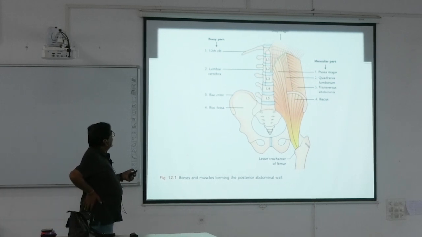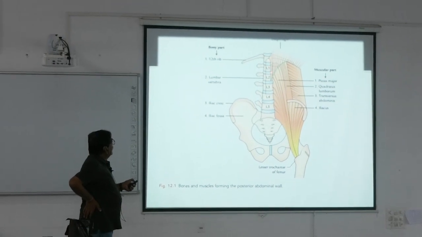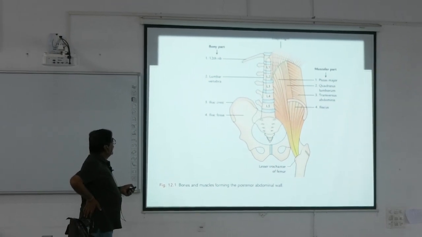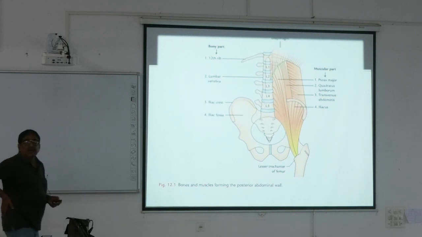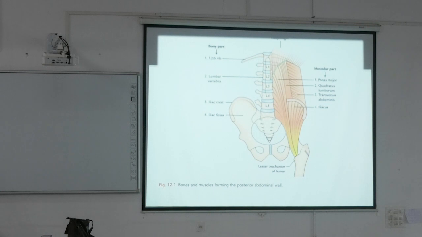Now these are the vertebrae, the thoracic one, L1, L2, L3, L4, L5. And this is the second rib and lumbar vertebra, iliac crest, iliac fossa. This is symphysis pubis. With the whole pelvis, you can see bones and muscles forming the posterior abdominal wall. It might be a short note: what are the muscles and the bony structures in the posterior abdominal wall.